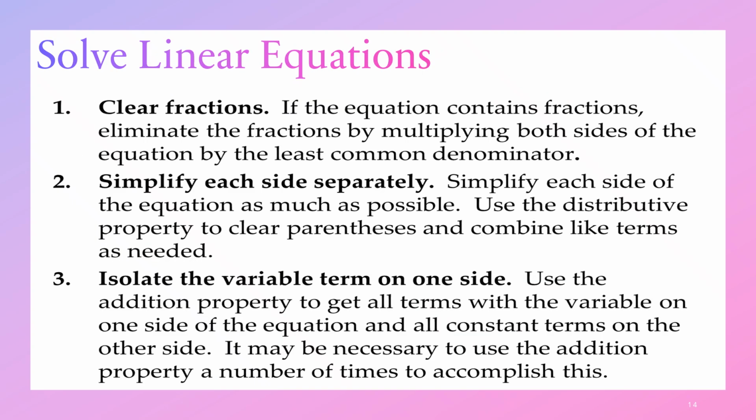Now, solving linear equations. First, clear fractions if the equation contains fractions. Eliminate the fractions by multiplying both sides of the equation by the least common denominator. Simplify each side separately as much as possible. Use the distributive property to clear parentheses and combine like terms as needed. Then isolate the variable terms on one side. Use the addition property to get all variable terms on one side of the equation and all constant terms on the other side. It may be necessary to use the addition property a number of times.